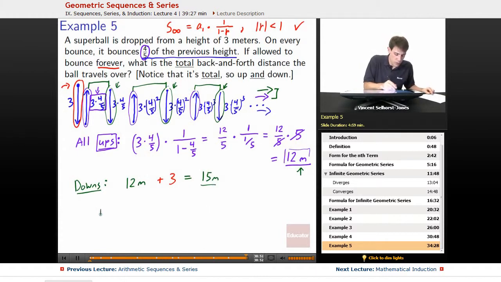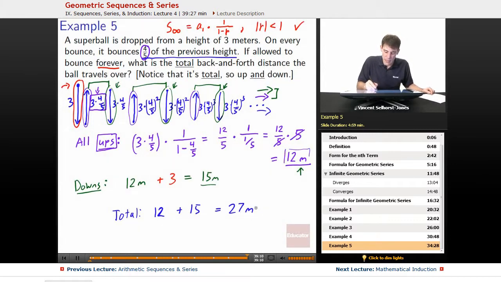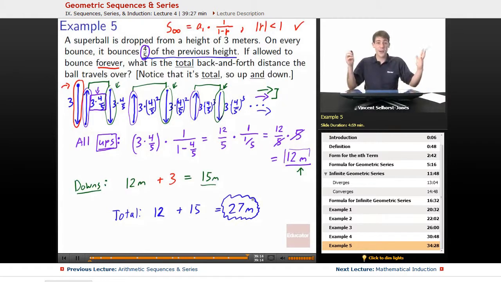So the total is going to be equal to the 12 from our ups plus the 15 from our downs. 12 plus 15 means 27 meters in total. Great. There we are. Finished that one.